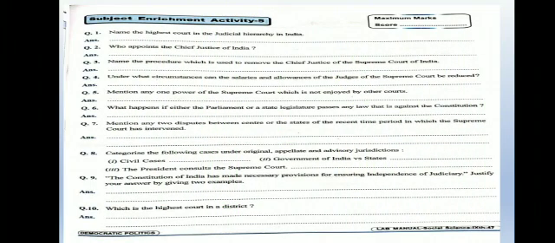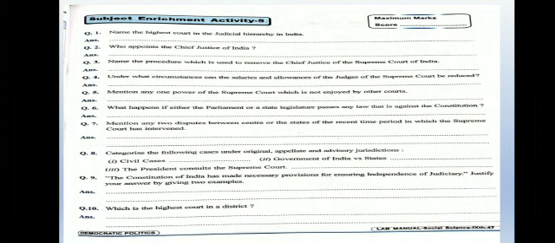In activity number 5, we have 10 questions, and space is provided against each question. You will write down only the answers in the given space. Question number 1 is: name the highest court in the judicial hierarchy in India. Question number 2 is: who appoints the Chief Justice of India?